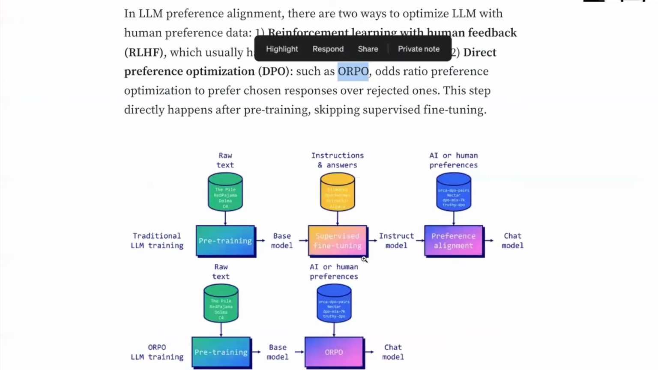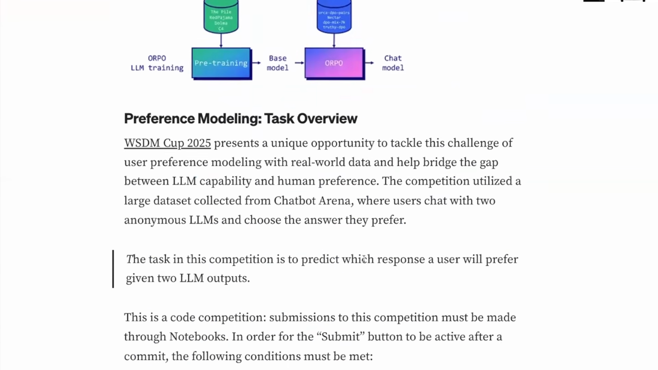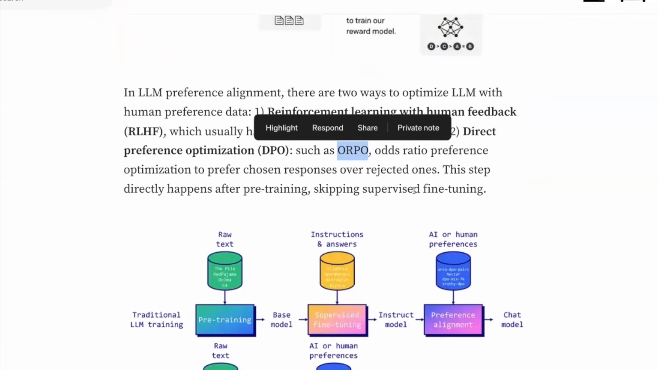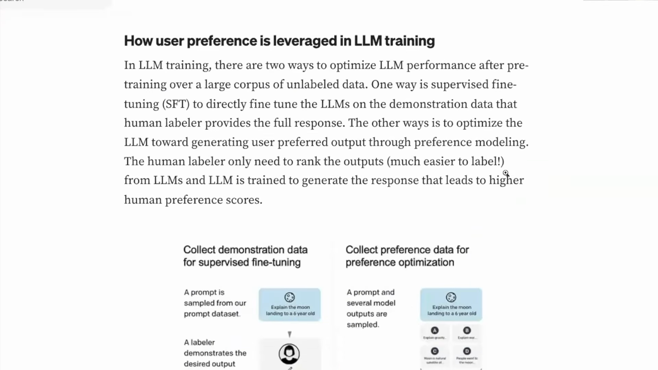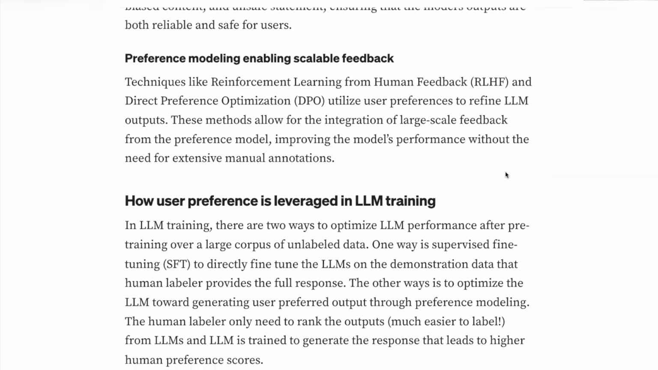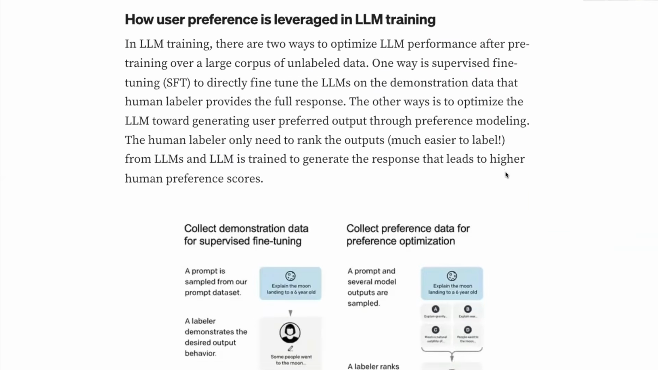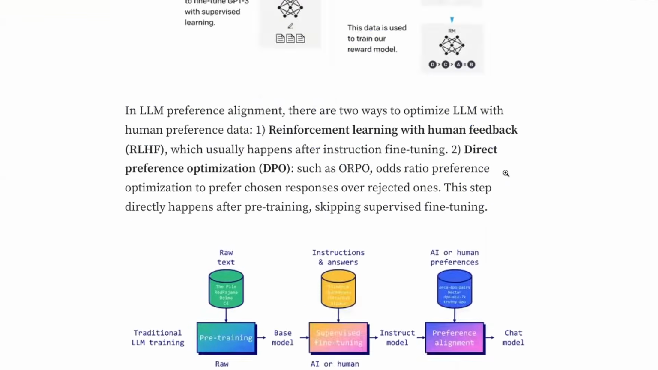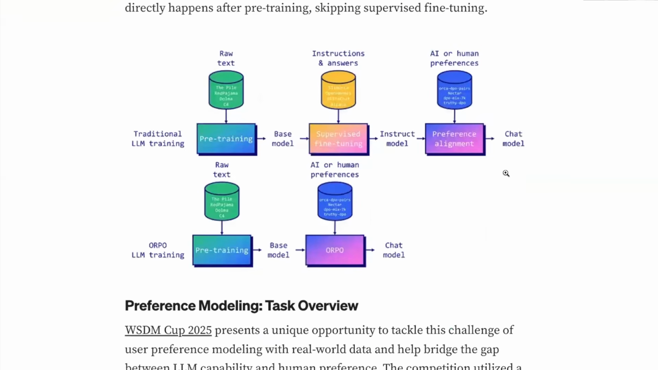So that's the overview. And then let's look into the competition. Hopefully this sets up a good background for you about why we need preference modeling, and once we get the preference labels, how they are leveraged in LLM training.